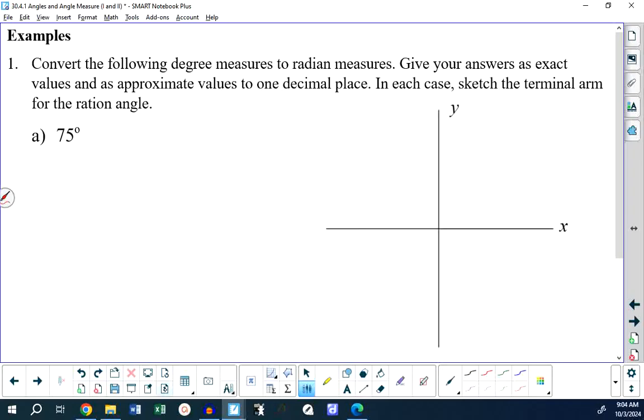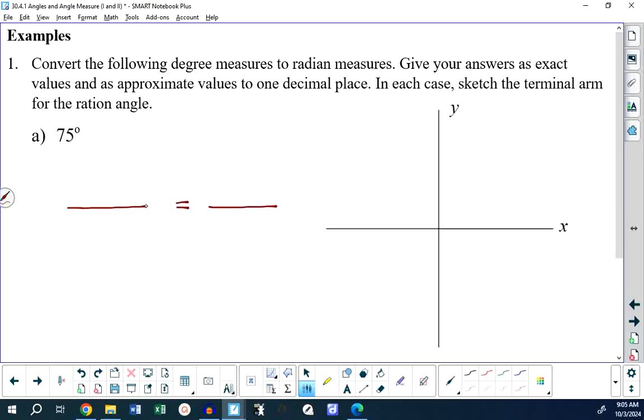Convert the following degree measure to radian measure. So is 75 degrees one of those common angles? What I mean is, is it a multiple of 30 or a multiple of 45 or a multiple of 60? No, so we have to walk away from that diagram that we just created, and we have to come up with a different strategy. And the strategy we're going to use is, I think, the most useful math tool that anybody has ever come up with.